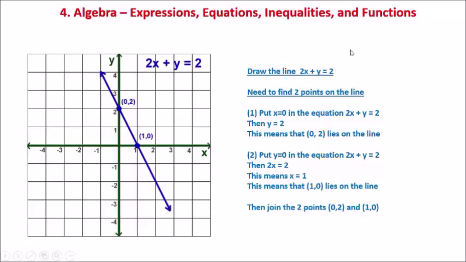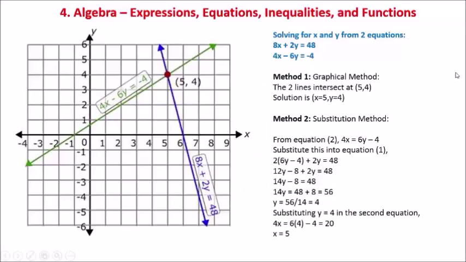So if someone gives you an equation and asks you to draw the line, you just find 2 points. Put x equal to 0, and then put either y equal to 0 or x equal to 1, x equal to 2, x equal to 3, any value you can put, and then you will get 2 points. Once you get the 2 points, you just join them, and that will give you the line.